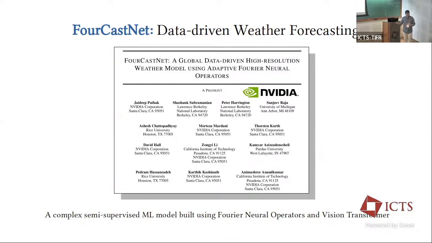And as we'll see, it still does a pretty good job for short lead times. So the ML technique that powers this ForecastNet weather forecasting model is a combination of these two techniques. One is a vision transformer. We have not discussed that yet, but it's one of the relatively newer unsupervised learning techniques, and Fourier neural operators. So it uses a combination of these two techniques to generate really impressive forecasts on 4 to 5 days.